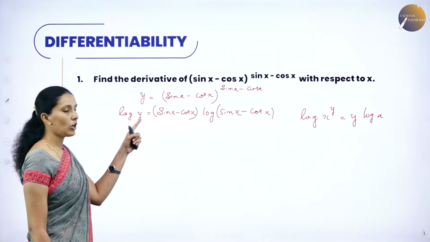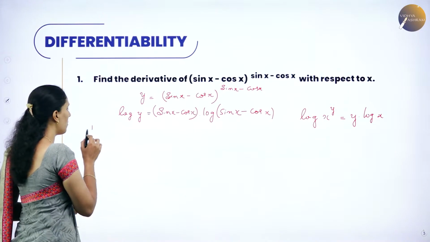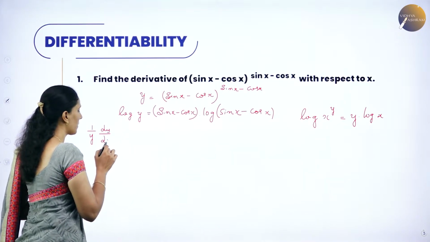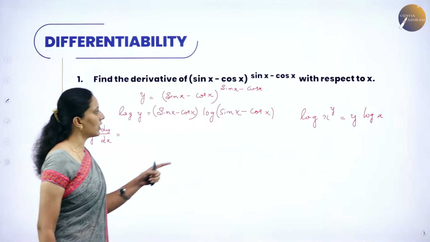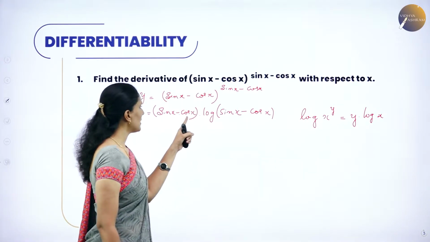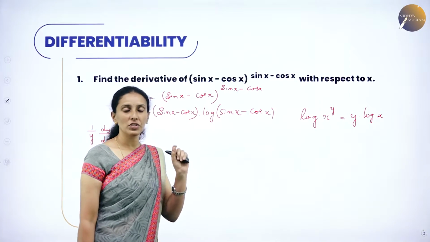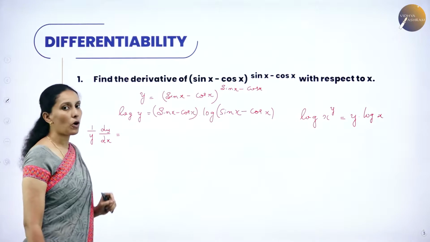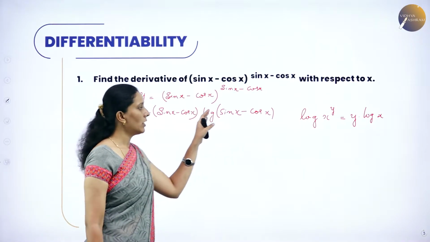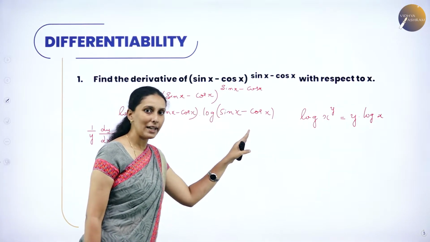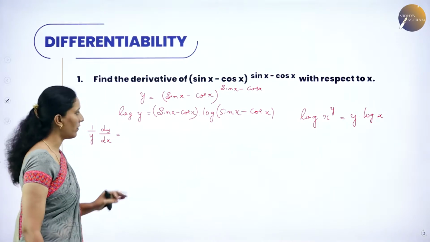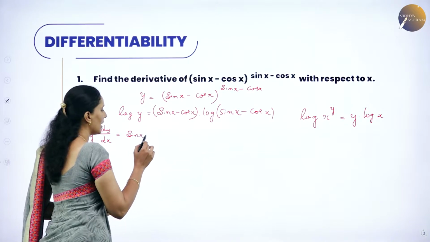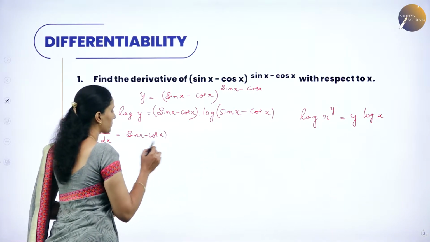So when you differentiate log y, it is in the form of 1 by y into dy by dx is equal to, here you have two functions. This is the first function and this is the second function, which is in the product form. So apply the product rule. So what does the product rule say? First function into derivative of second plus second function into derivative of the first. So let me write the first function as it is, that is sin x minus cos x.